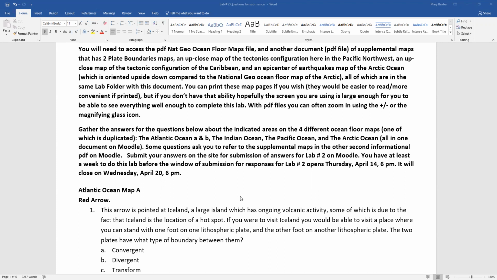Submit your answers on the site for submission starting on Thursday, April 14th at 6 p.m. and ending on Wednesday, April 20th at 6 p.m. And you get three attempts to put them all in correctly. Each attempt is going to build on the last, so it'll only re-ask you questions that you got wrong the first and second time around.